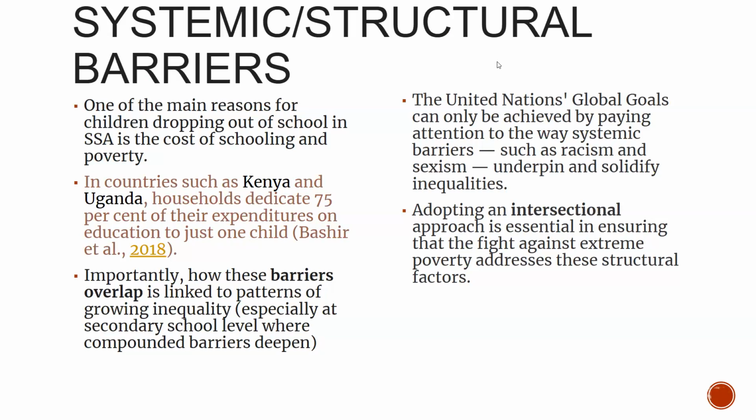We have examples by researchers that are telling us that in countries such as Kenya and Uganda, households dedicate 75% of their expenditures on education just on one child. That can already show us that they won't have anything left to send other children to school or to provide for the family. So when people find themselves in such circumstances, that's where they may be forced to make a choice on who can go to school first and who can stay at home.